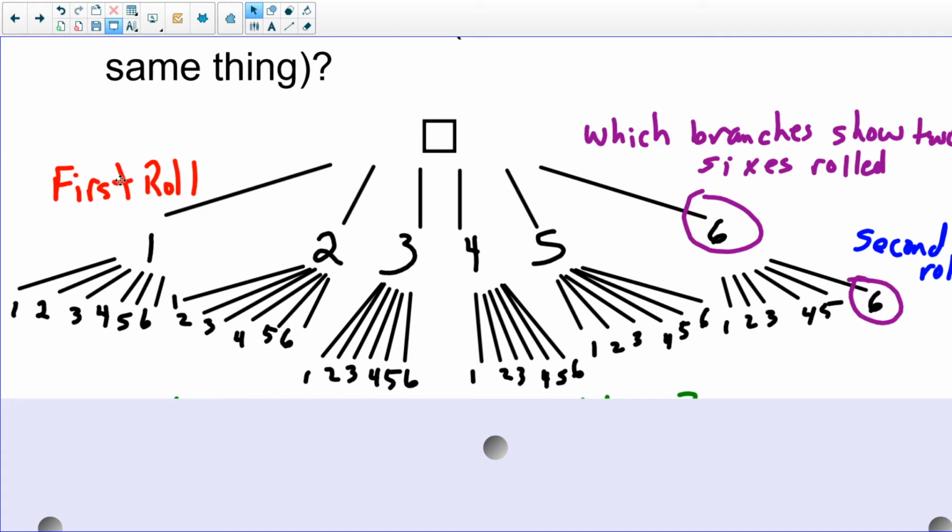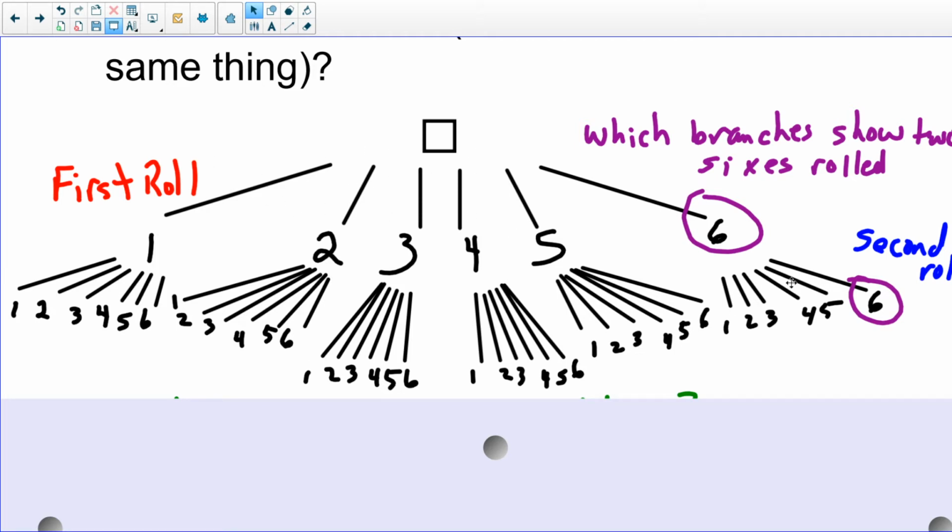So our first roll is the exact same setup as the previous example. 1, 2, 3, 4, 5, 6 are the 6 possibilities when you roll one die once. But we're rolling it twice, or think of it as first die and second die. So either one of those scenarios works.